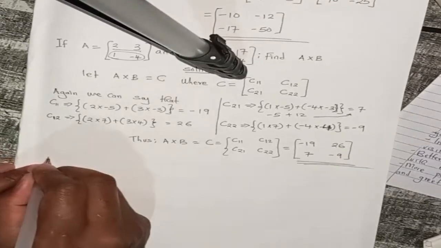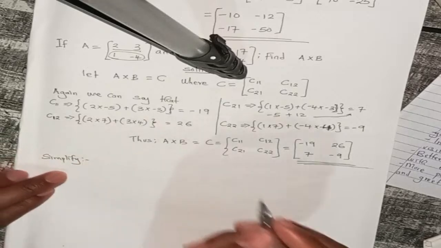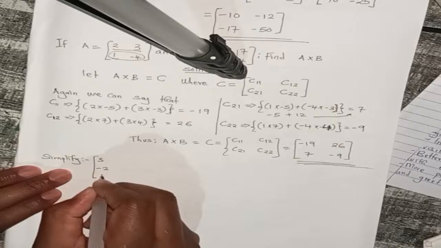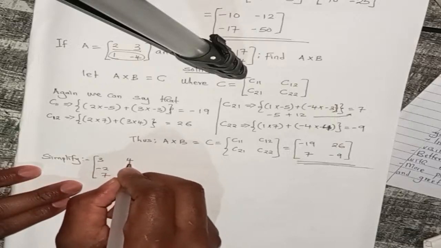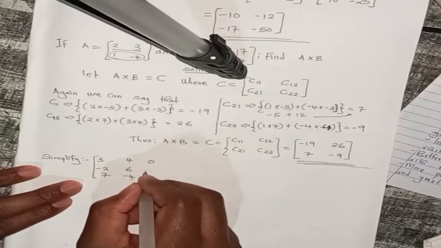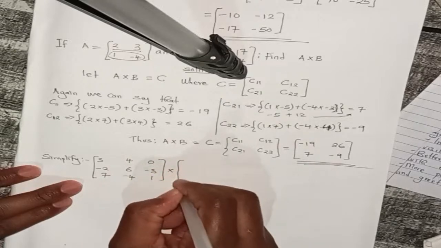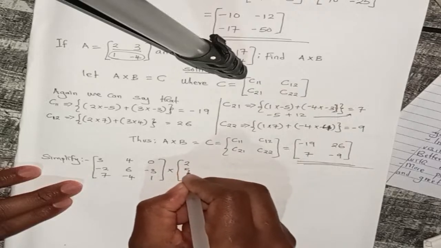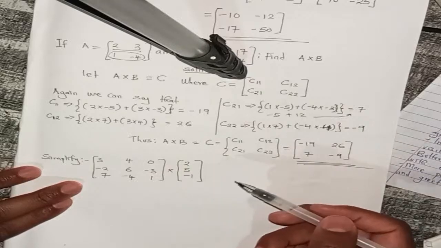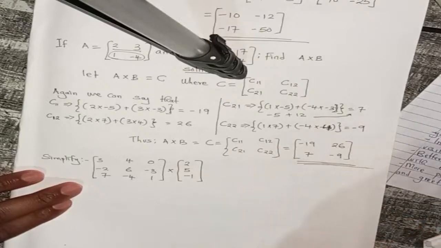Then what if you were told to simplify 3, -2, 7 multiplied by the matrix 2, 5, -1. So this is a 1 by 3 matrix multiplied by a 3 by 1 matrix. So what does this one imply?